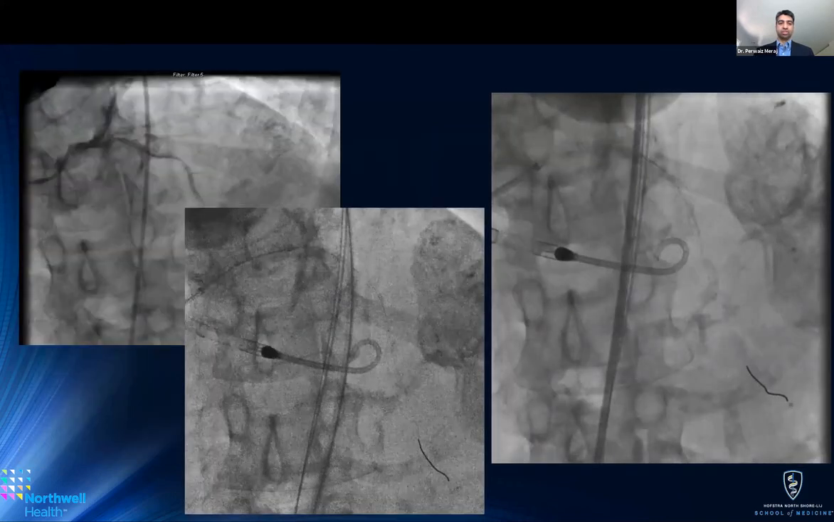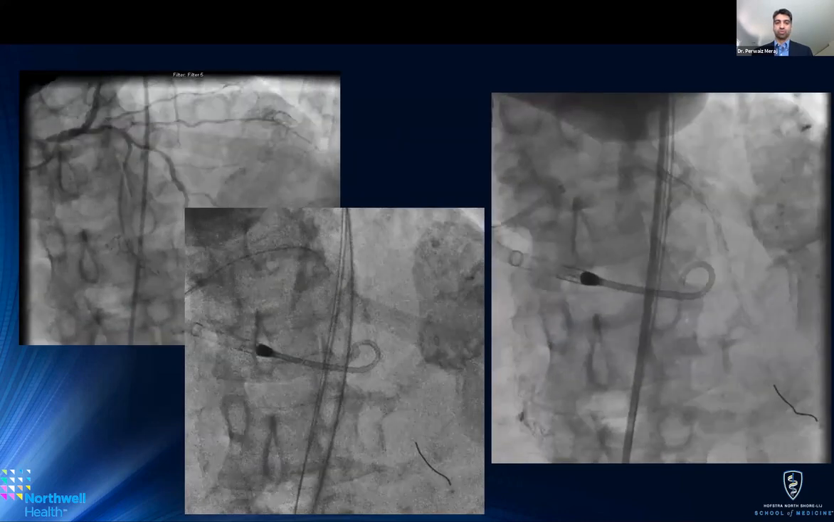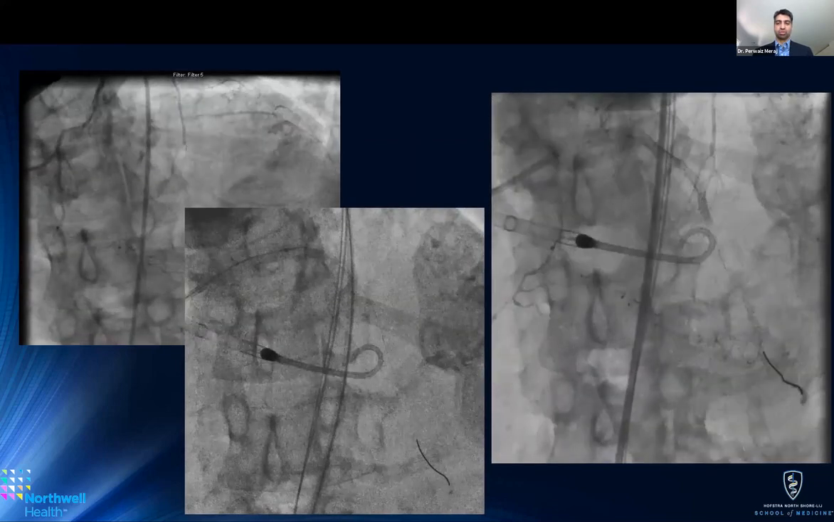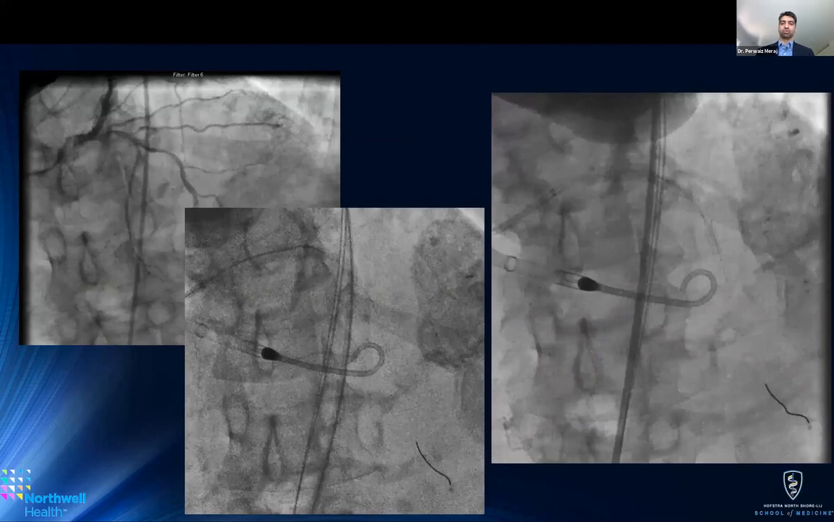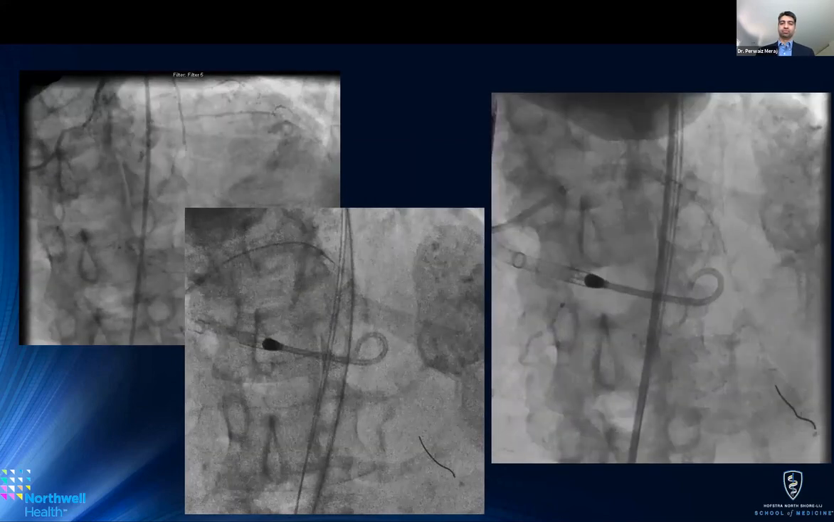You can see here the LAD. What we did here is that we used orbital atherectomy since it was a more straight approach with a larger lumen size, and without any pre-dilatation after the atherectomy, we were able to place a stent and get a very, very good result here.